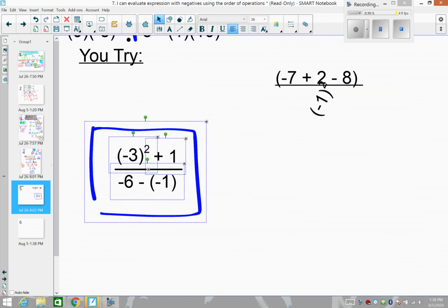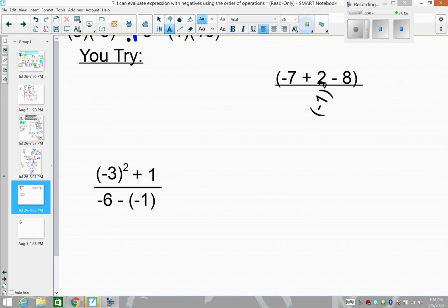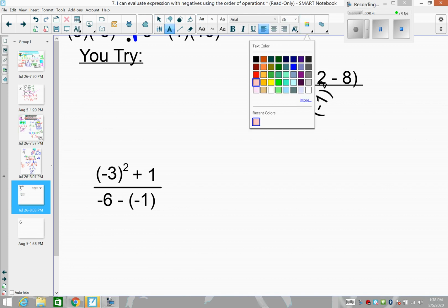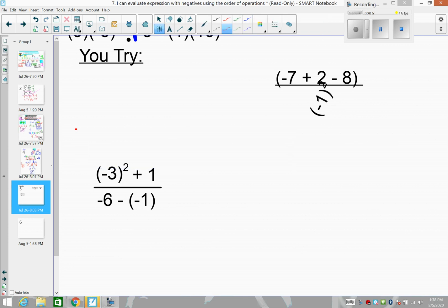All right, so what do we do for this problem? Well, first thing we do is we are going to take care of that exponent because we have that exponent in the numerator. So this is our last problem of the day. Let's stay with it. This is saying that we have -3 times -3. What is -3 times -3? Well, it's 9. Positive 9.